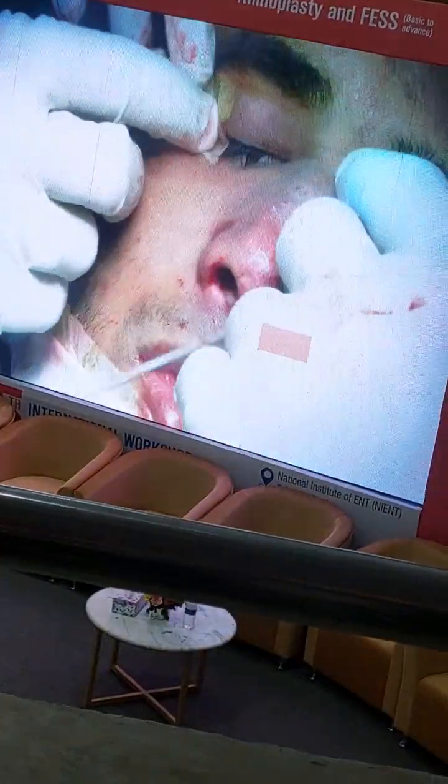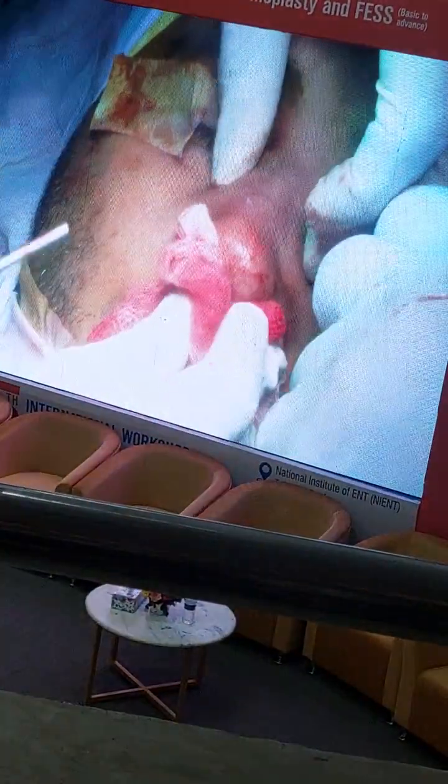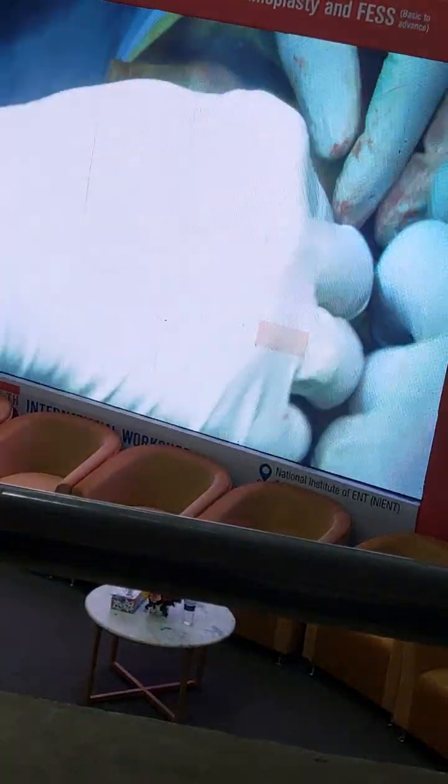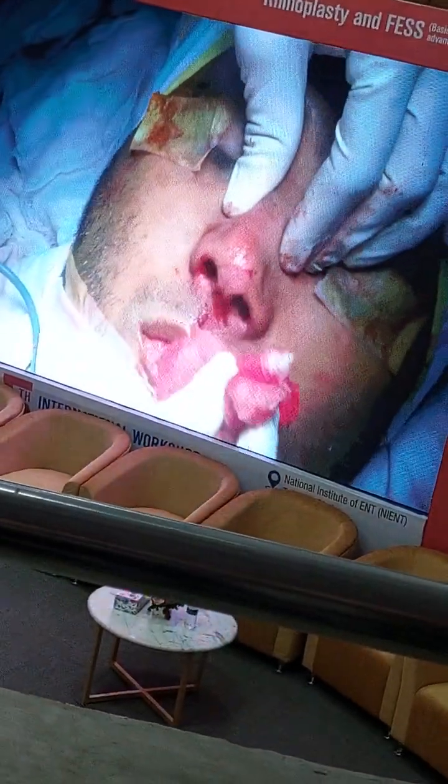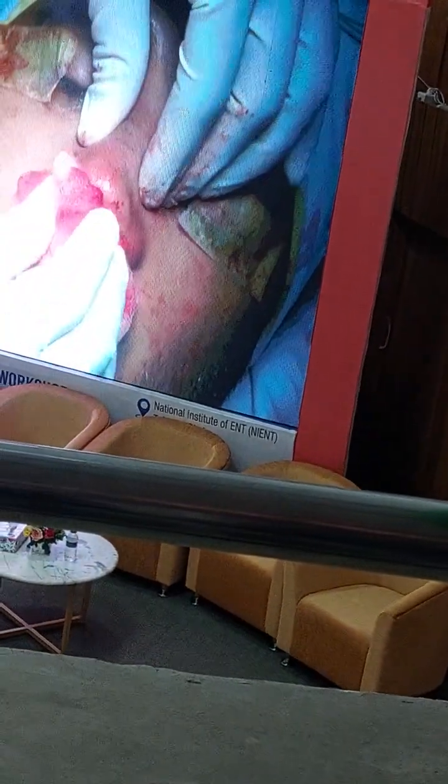Look at this patient, the nose is deviated like this, so we want to mobilize it.